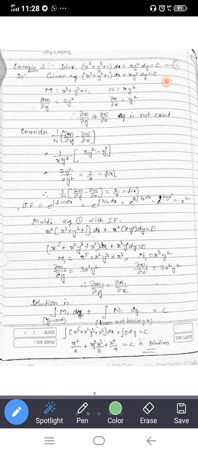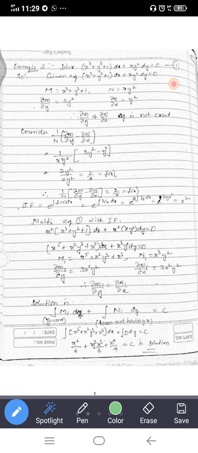So what we got? 3y square. Again, take N, partially differentiate with respect to x. y square is constant, differentiation of x is 1. So we got y square. So in this problem also, dou M by dou y is not equal to dou N by dou x. So we can say that the given equation 1 is not an exact differential equation.